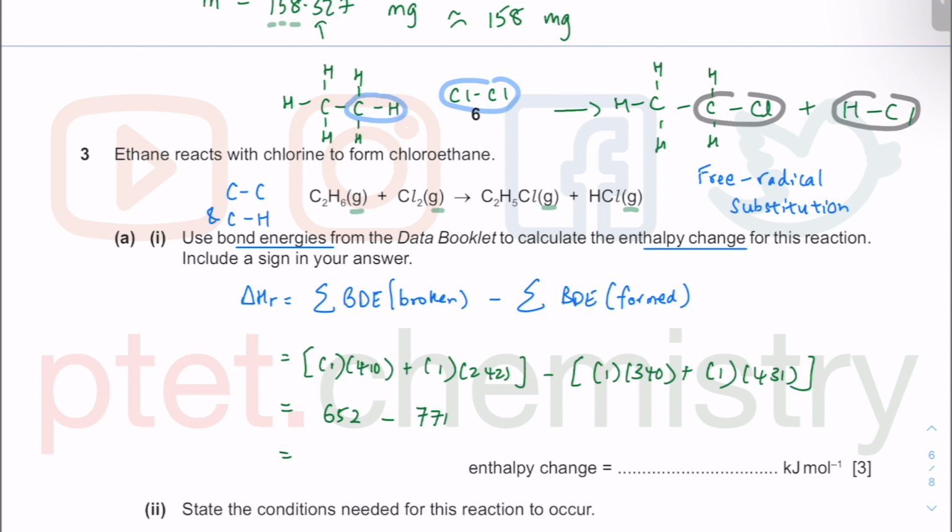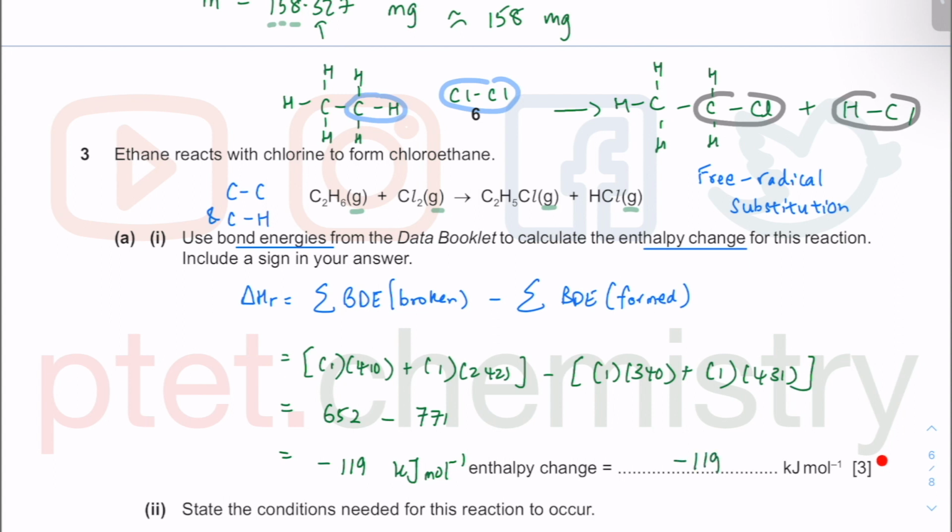So press that into your calculator. Do not forget the enthalpy change has a sign, has a value, and has a unit. The problem with the sign is when it is positive, your calculator will not show you, so you need to keep your eyes out for enthalpy change having sign, value, and also unit. So this is minus 119 kilojoule per mole.